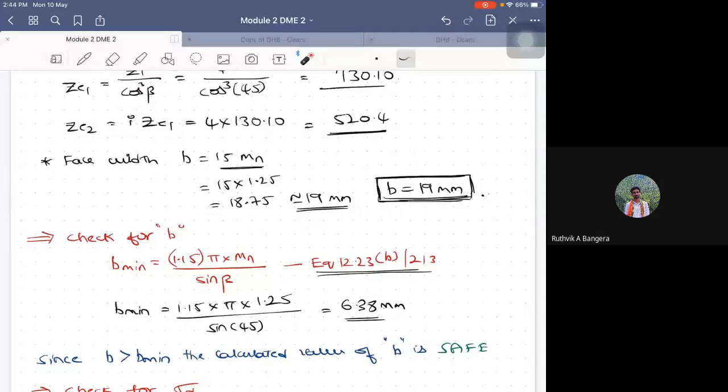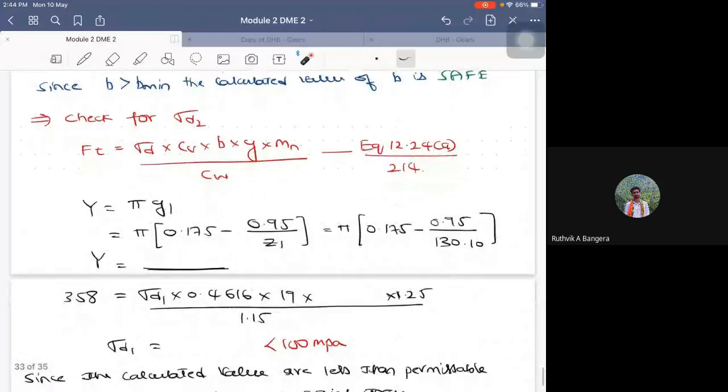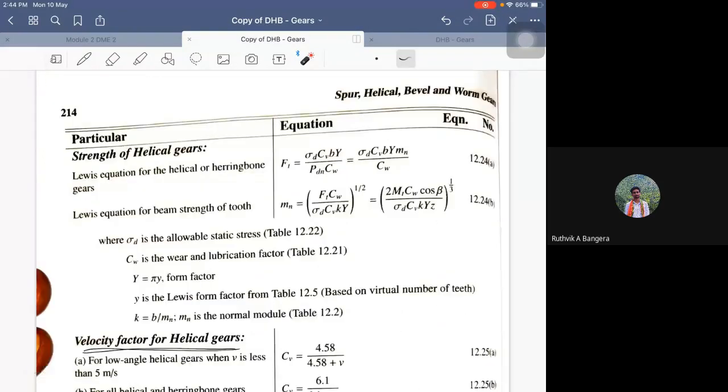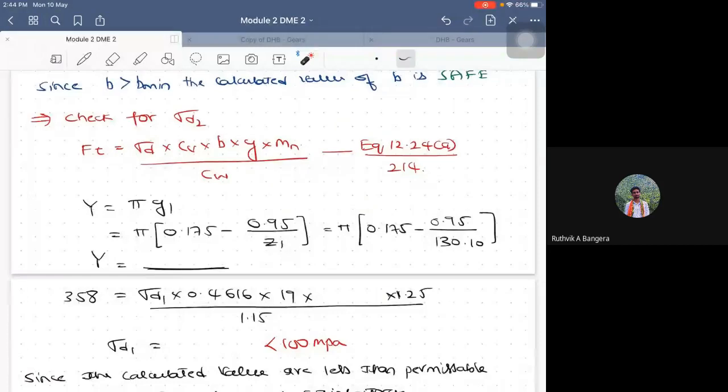Now, once you have done that, go for checking sigma D2. Go for equation number 12.24, the Lewis equation. Pick this particular equation here. In that equation, start calculating one by one. First, go with the calculation of Y. It is pi times, since it is based on ZE1. You have to substitute here the value of ZE1. I am highlighting it in red color. If you substitute Z1, you'll get wrong answers. You have to always substitute the virtual number of teeth.